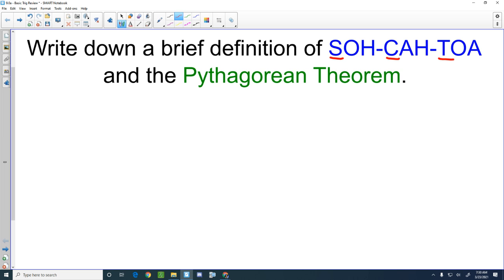Oh, that's wonderful. And what about the O's, the H's, and the A's? Fantastic. And what are those referring to? Opposite, hypotenuse, and adjacent. What are those things? Good. Those are the different sides on a right triangle specifically. What does a right triangle mean?